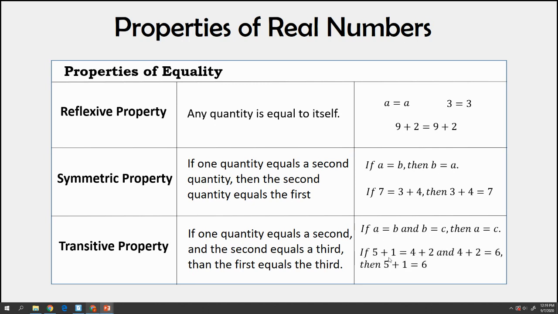So this is a little bit more complex version of it, but here's your two givens. 5 plus 1 equals 4 plus 2. And I know 4 plus 2 equals 6. Well, since 5 plus 1 is 4 plus 2 and 4 plus 2 is 6, then 5 plus 1's got to equal 6. That's an example of transitive also. Okay.